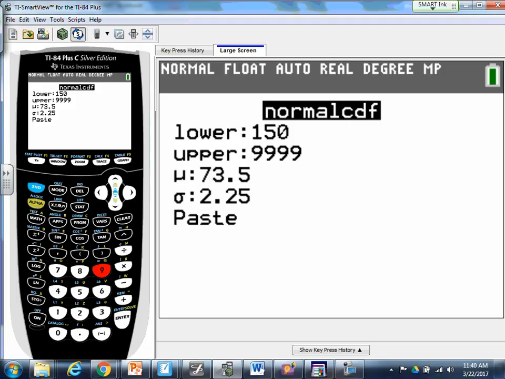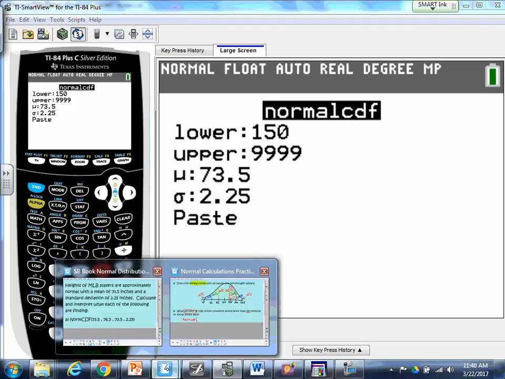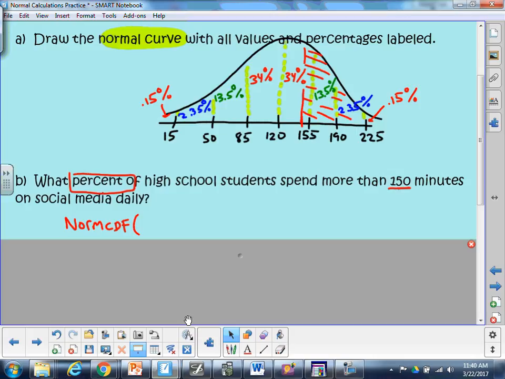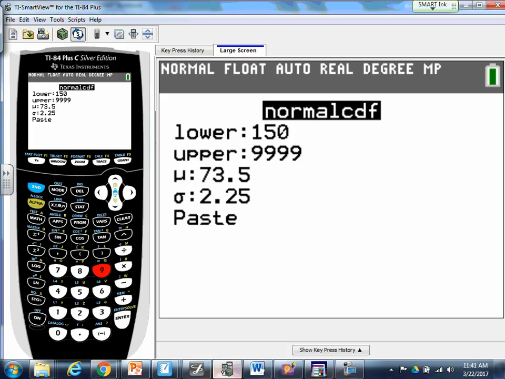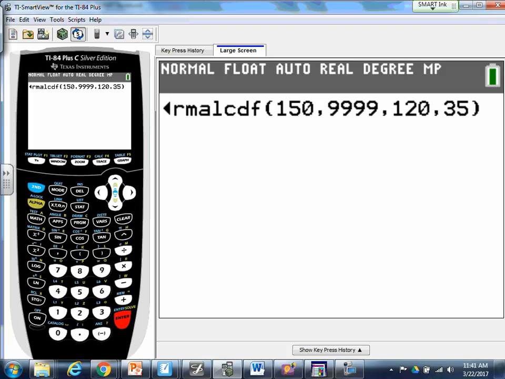And then the mean and standard deviation are the next two, and those were given to us again as 120 and 35. Okay, if you happen to have a little bit older software on your calculator, you're gonna have to enter it like this. After you type the 150, you need to use the comma, which is right above the 7. And you're just separating all these values with commas.